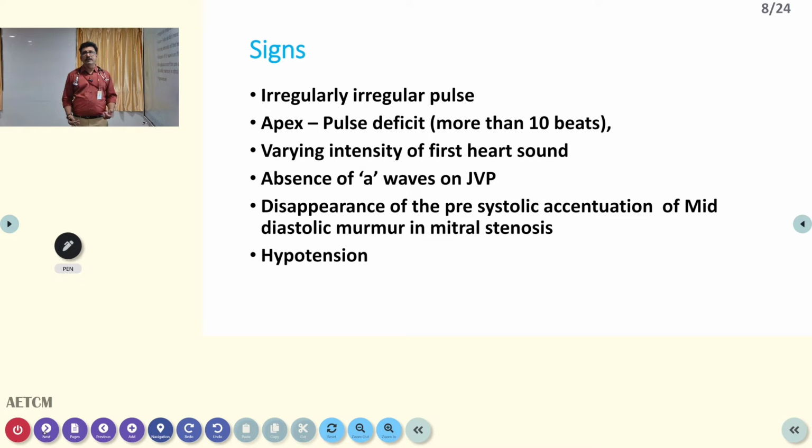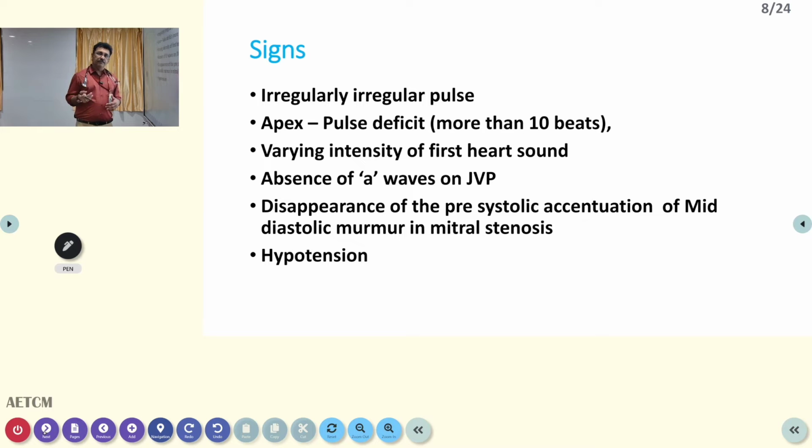Now, what are the signs of atrial fibrillation? We have already seen irregular pulse. You can palpate the apical impulse, but sometimes the quality of the apical impulse will vary. Apex-pulse deficit, that is more than 10 beats. So all the beats you get on the heart may not be transmitted to the peripheral pulse. That's why there is a deficit between apical impulse and pulse. Varying intensity of the first heart sound, because the amount of blood in each cycle differs from cycle to cycle. So the closure of the valve will also vary. That can reduce or increase the intensity.